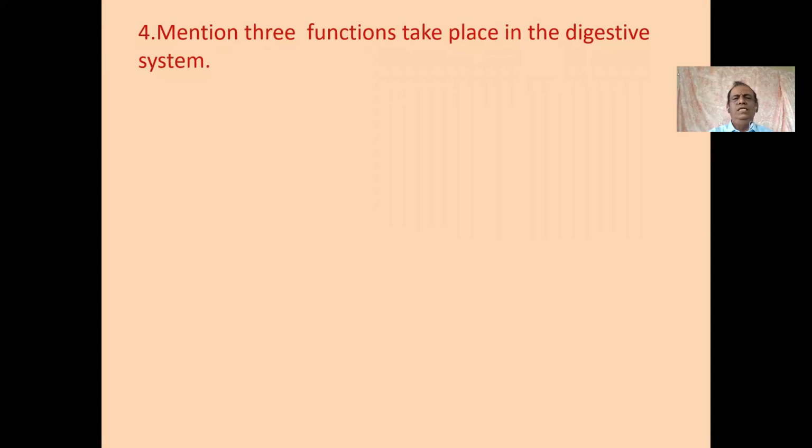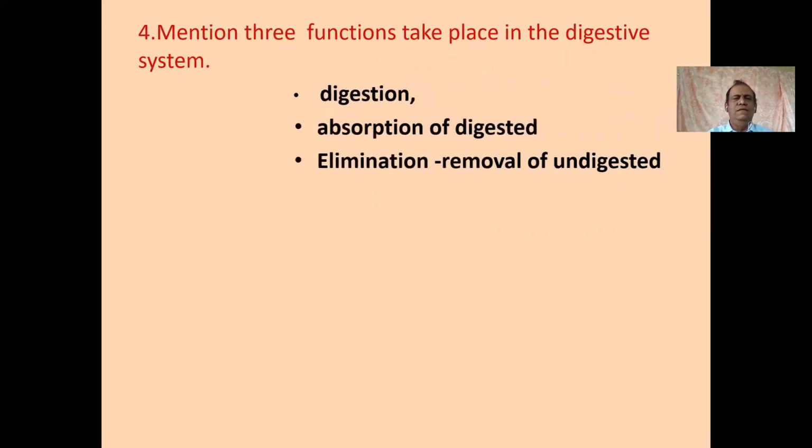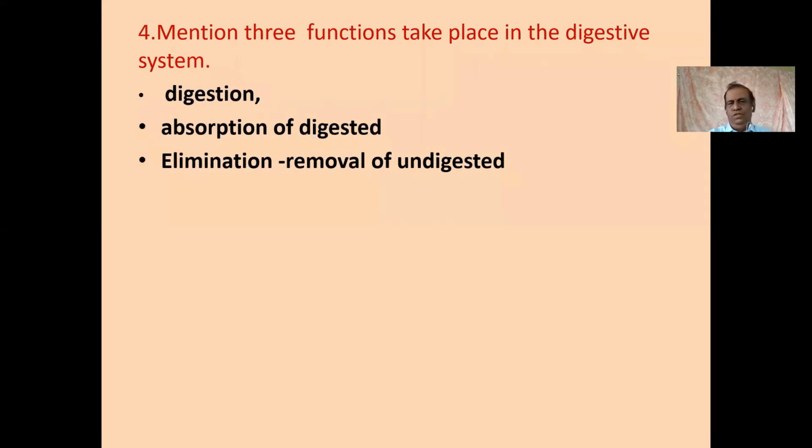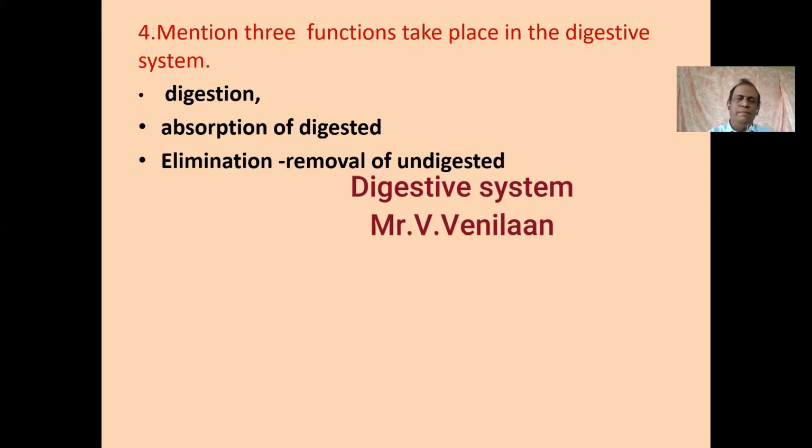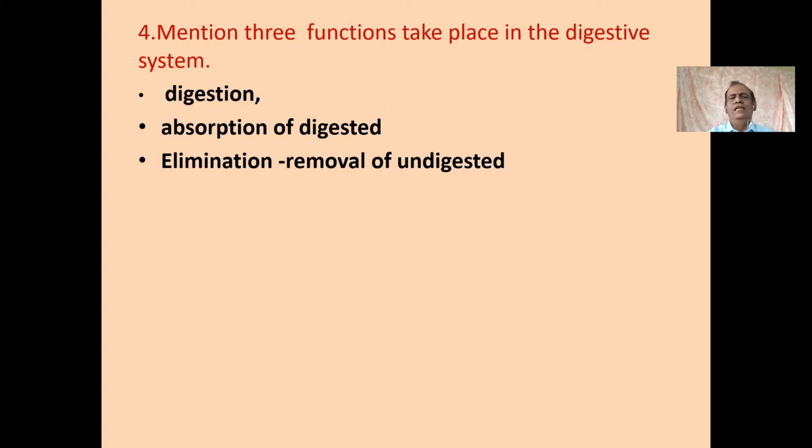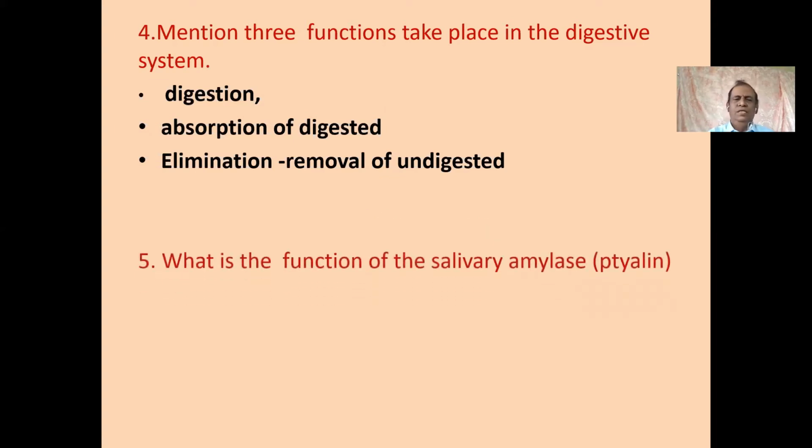Fourth one, mention 3 functions of the digestive system. The main function is the digestion of food. Second, absorption of digested food. Third, elimination or removal of undigested material. So these are the 3 major functions of the digestive system.